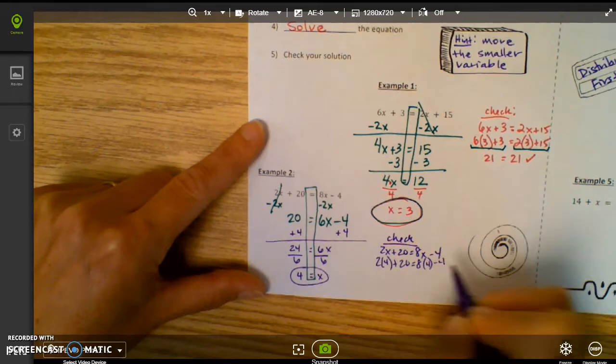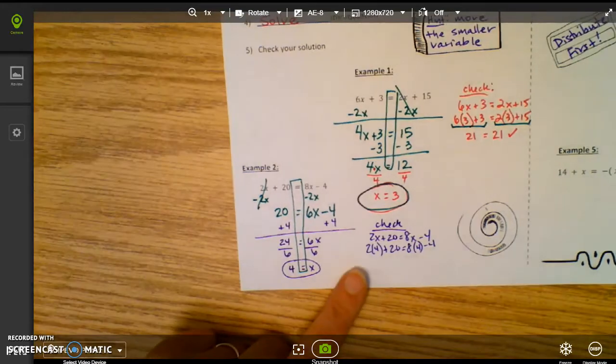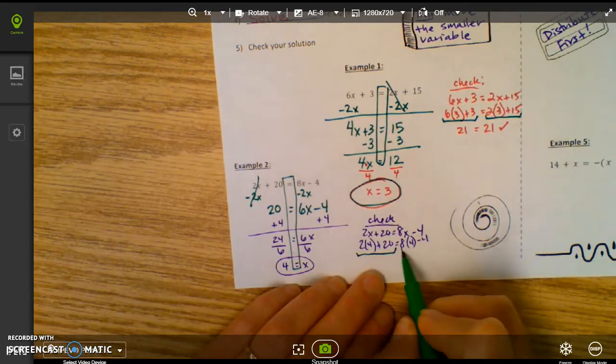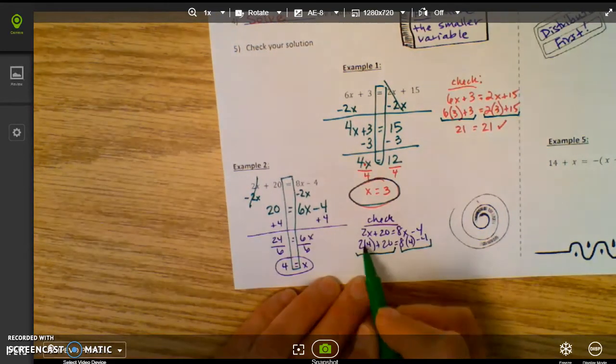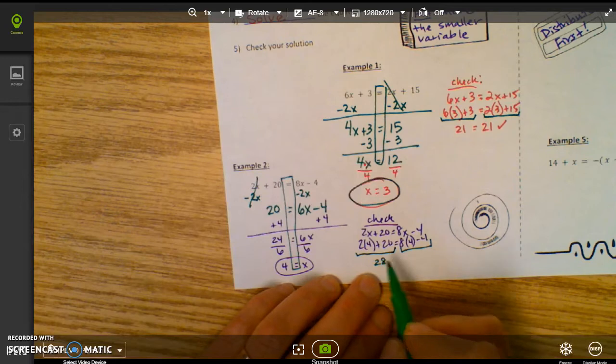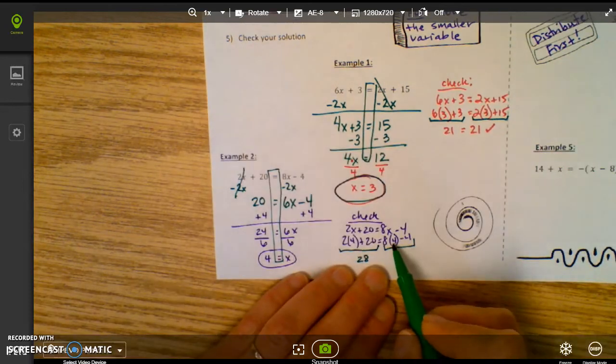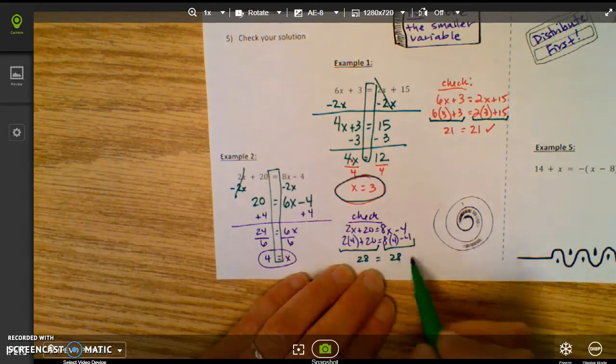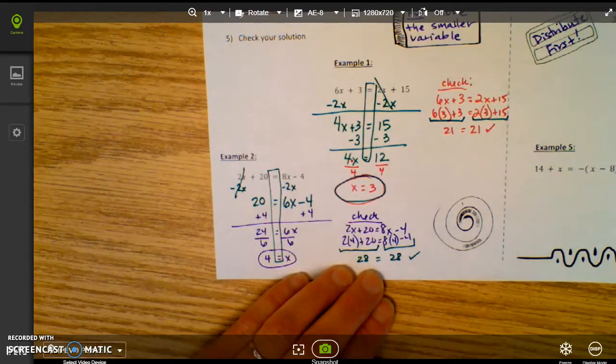Remember, when you check, you're typing your answer into both sides, and you're verifying that this truly has the same value as this over here. 2 times 4 is 8, plus 20 is 28. 8 times 4 is 32. 32 minus 4 is also 28. So it does work out.